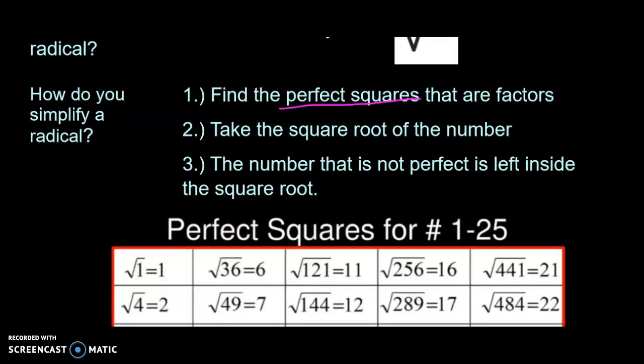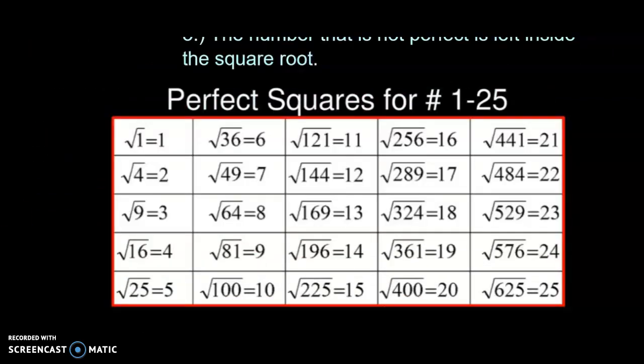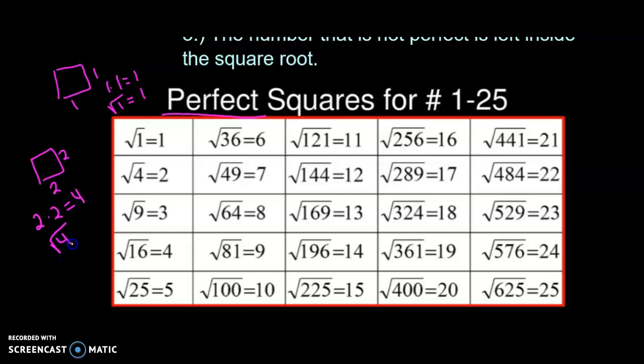So let's talk about the perfect squares. The reason they're called perfect squares, that's the key word, is that they're perfect. If I have a square with dimensions 1 by 1, because it's a square all sides are equal, 1 times 1 is 1. Therefore, the square root of 1 is 1. I have a square with dimensions of 2, and I'm talking about the area. 2 times 2 is 4, therefore the square root of 4 is 2. That's why these are known as perfect squares.